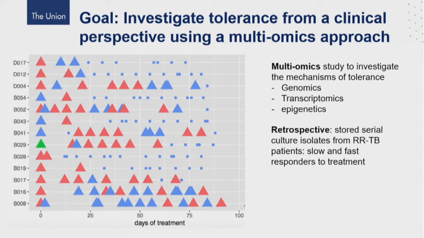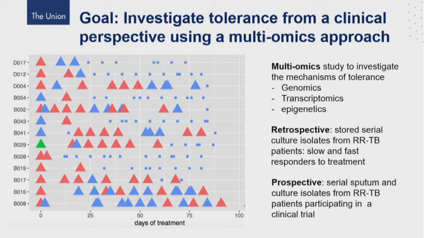The negative cultures are the little dots. I don't know where I am. Okay, the dots are negative cultures, the triangles are positive cultures. So the hypothesis would be that in those patients who very fast culture convert, we don't find signatures of tolerance, whereas in the patients who have prolonged culture positivity, we would find persisters and a tolerant phenotype.